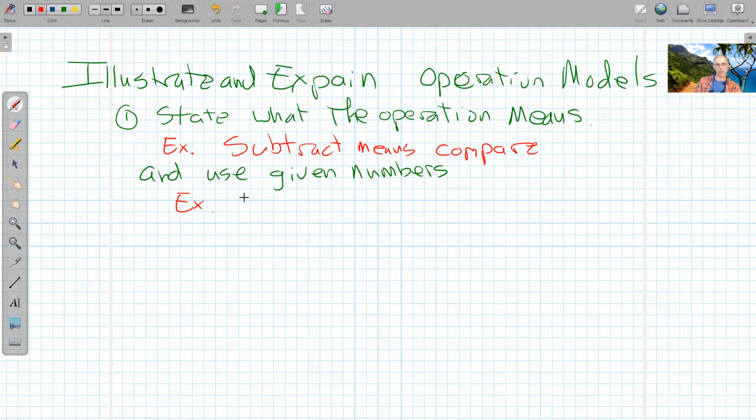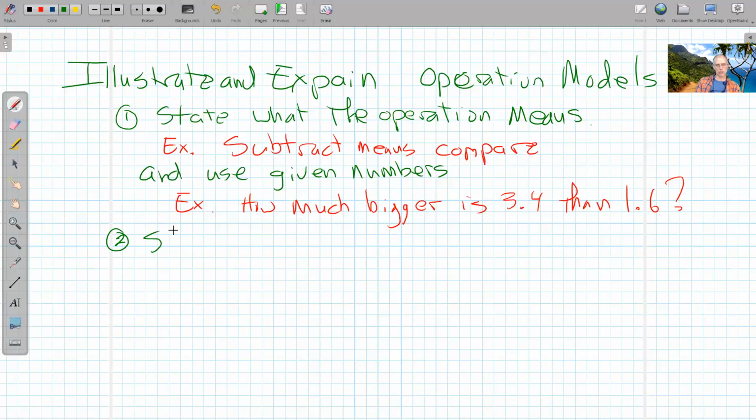I would say how much bigger is 3.14, or maybe it was 3.4, than 1.6. Right. So up front, what does the operation mean? What does it mean with these numbers? Then you start the illustration based on that.